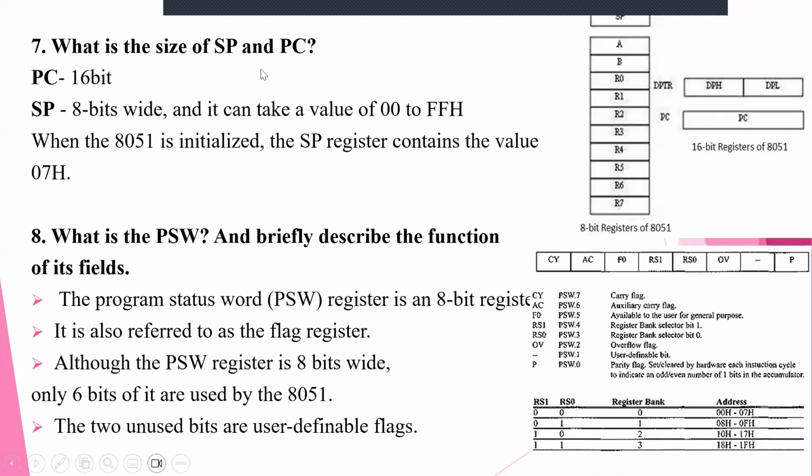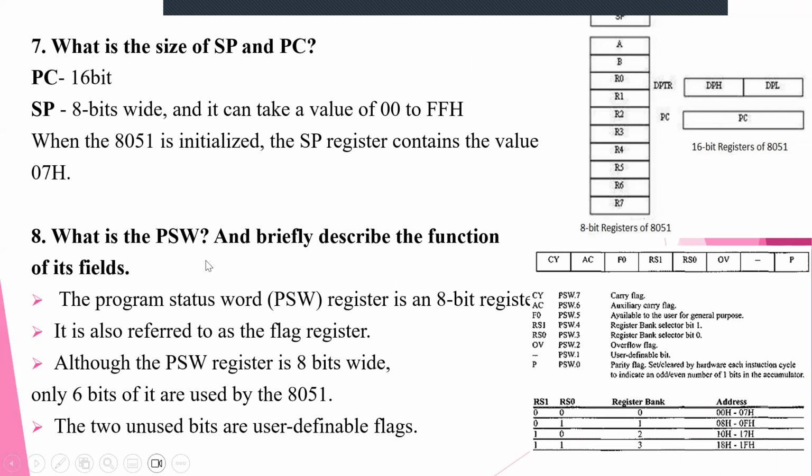Next, what is the size of the stack pointer and program counter? So the stack pointer is nothing but it is just going to store the data, right? For 8051, it is 8-bit wide, that is 00 to FF. And the program counter is 16-bit because it is going to show the address of the instruction which is going to execute next. So that can be of any bit. It is not that it should be 8-bit. 16-bit it will represent, but when executing it can be 8-bit. So program counter is 16-bit and SP is 8-bit.